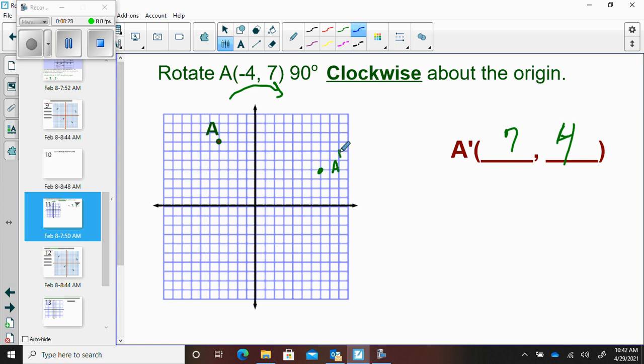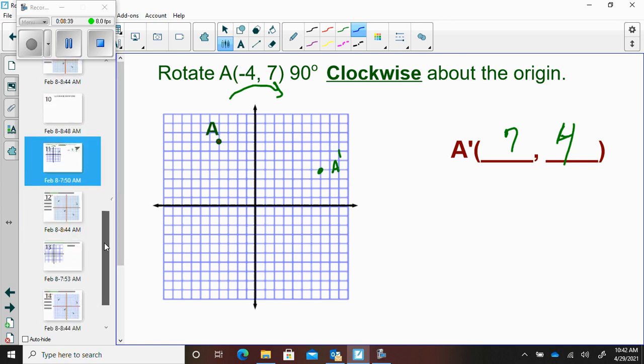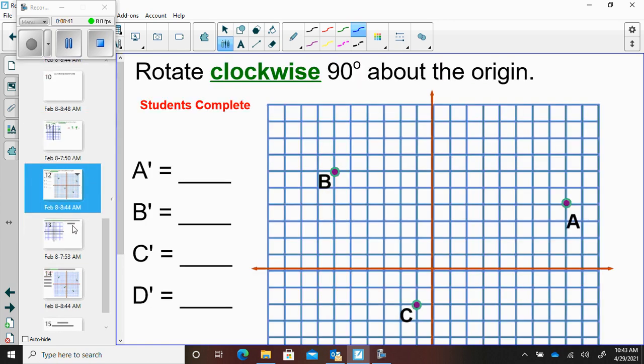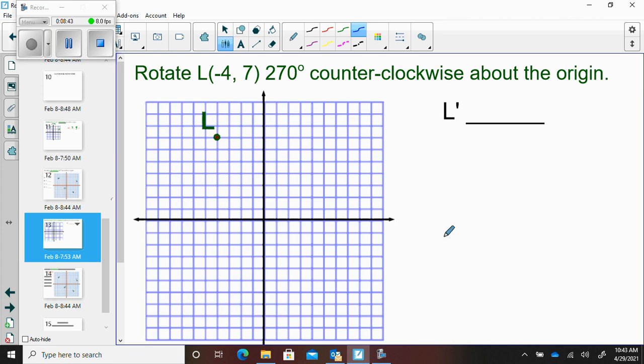Now think about it. 90 degrees clockwise is the same as 270 counterclockwise. If you don't really need that information, I just hope that you realize that. 90 clockwise is 270 counterclockwise. Okay. Here's another activity for you. And let's look at this.